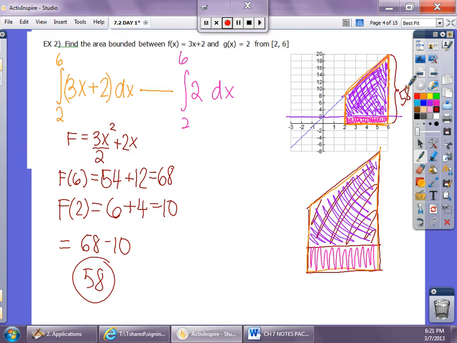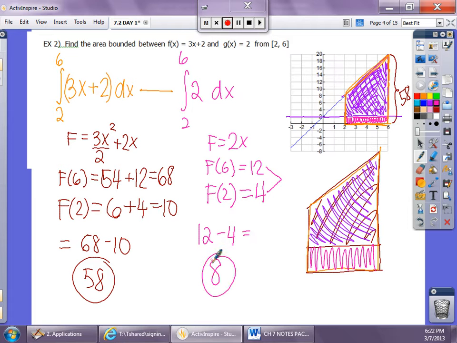58. The pink antiderivative is 2x. F of 6 is 12. F of 2 would be 2 times 2, which is just 4. And then obviously 12 minus 4 gives us 8.